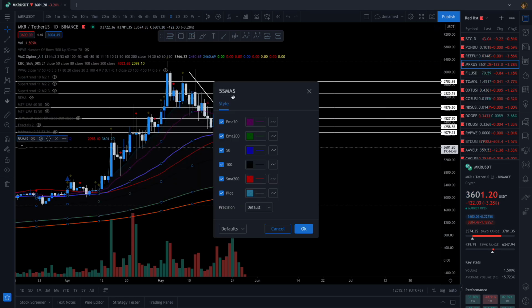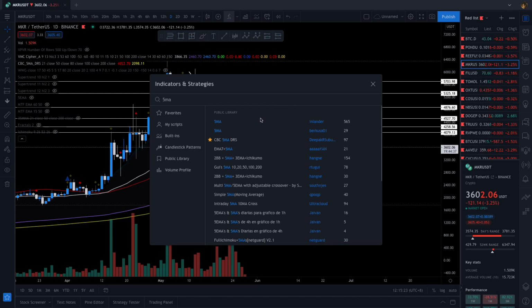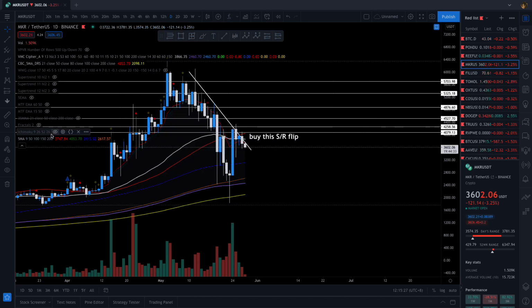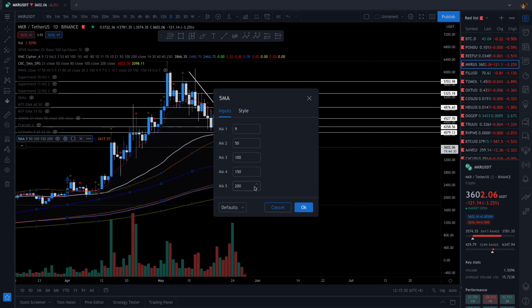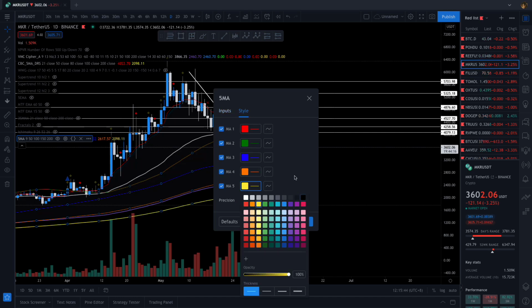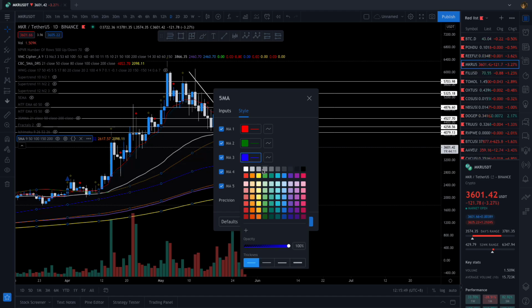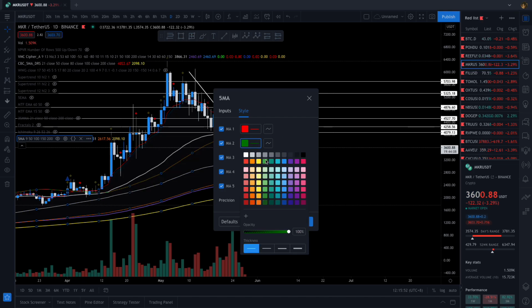So you just go down to 5 SMAs, go into the style, right? And look, all you have to do to enable a 5 SMA is just search 5MA on indicators, right? This one by Inlander, I really like this one because you can change the inputs. If you don't want 9, you can change it to whatever, and you can change the style as well. So for me, my SMAs, for the 200, I use yellow. For the 100, I use orange. For the 50, I use white, I believe.